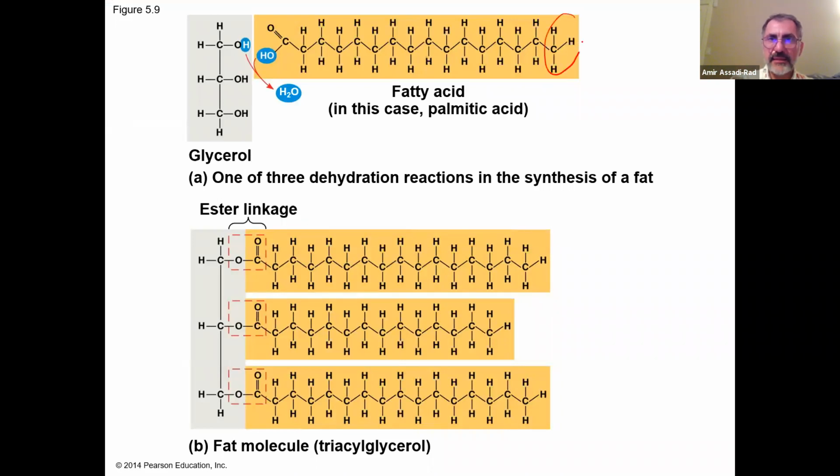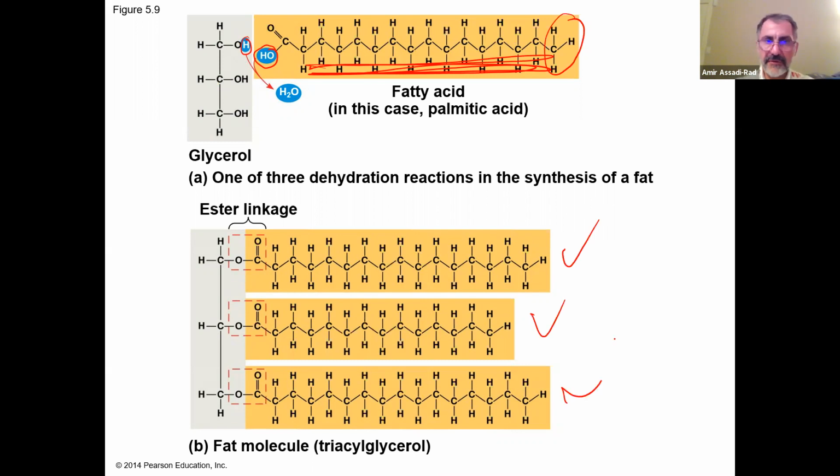This is the methyl end. This is the acid end. The OH of the acid end is combined with the H of the glycerol, which gives you a water molecule. So when this fatty acid attaches to this glycerol, the name of the molecule is monoglyceride.